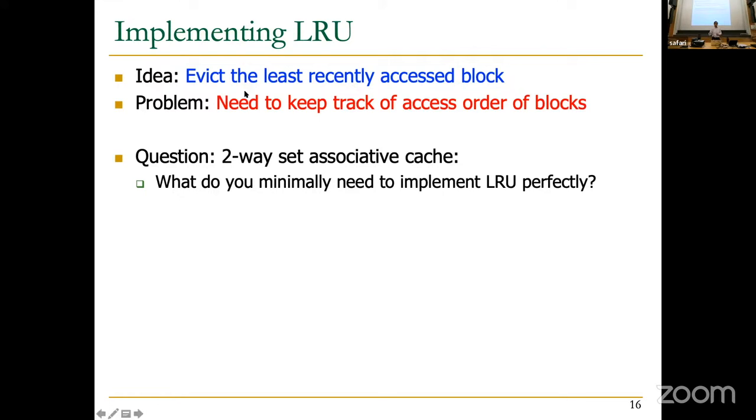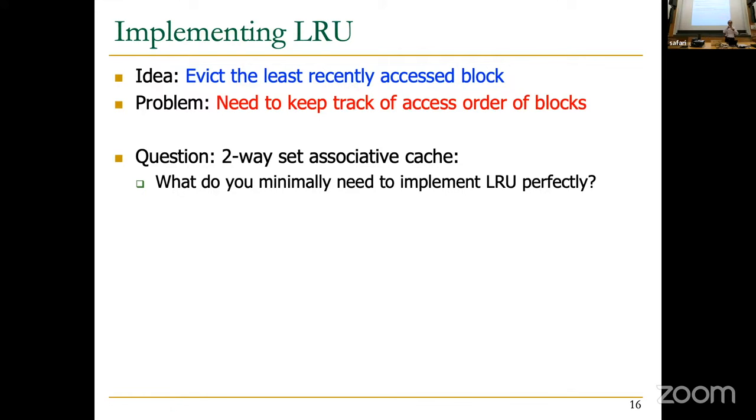Assuming that whenever you bring a block into the cache, you don't bypass the cache, you need to evict something and make space for this block, you don't need any additional metadata in a direct map cache because that's how it is. But if you have a 2-way set associative cache, now you have 2 blocks in a set, and you're bringing 1 block. So what additional metadata do you need to implement perfect LRU? How many additional bits do you need to keep track of the ordering between these 2 different blocks? Anybody? Minimally.